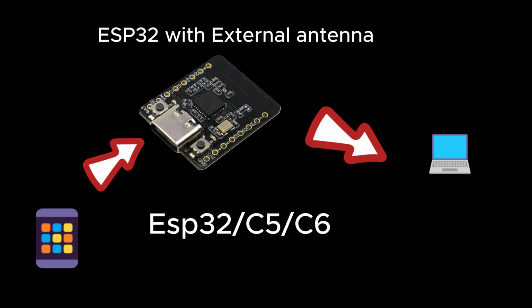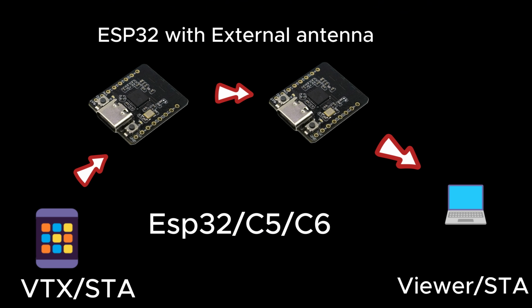The third method is using an ESP32 as a Wi-Fi relay. You can buy a cheap ESP32 and add an antenna to the ESP32 to achieve longer range.